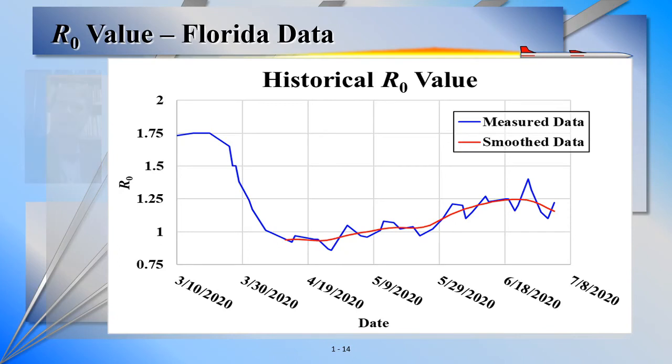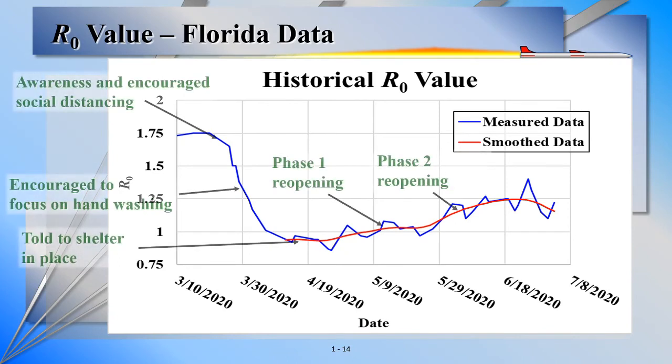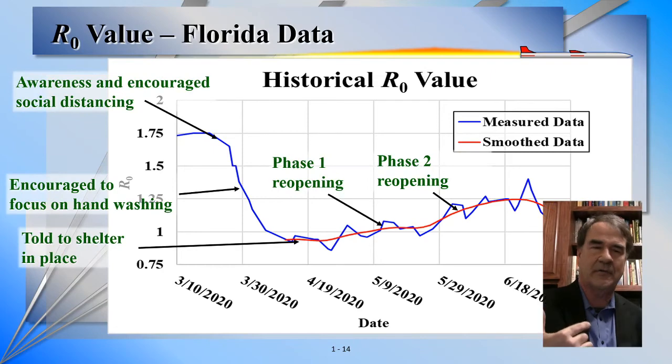And then as people did various social protocols to become aware of the disease, start social distancing, do some hand washing and shelter in place, the R naught value dropped spectacularly low, actually below 1 for quite a while. The raw data, day to day, is shown in blue, but a smoothing of that curve is shown in red.